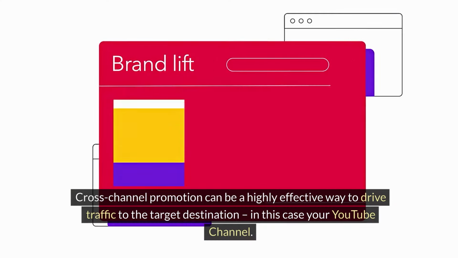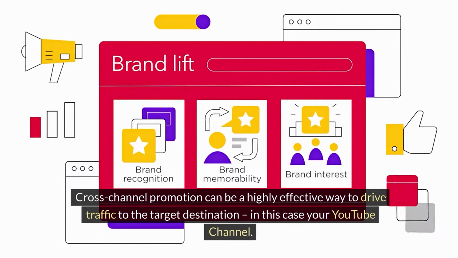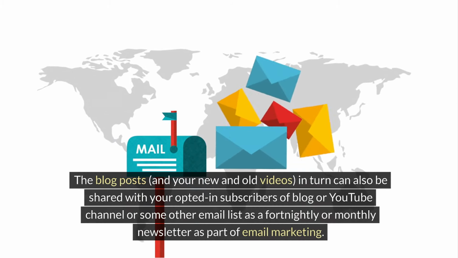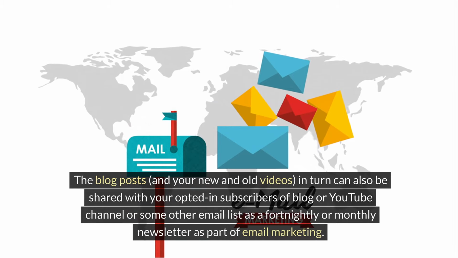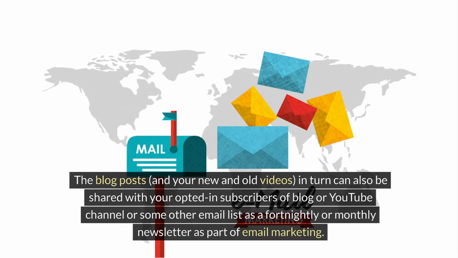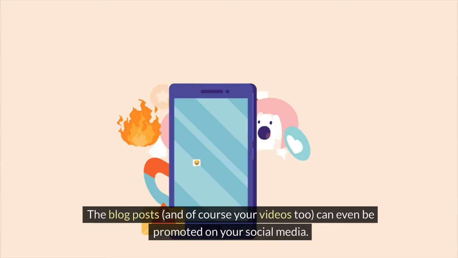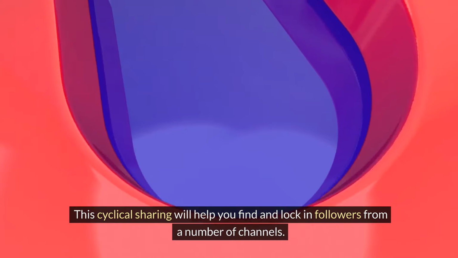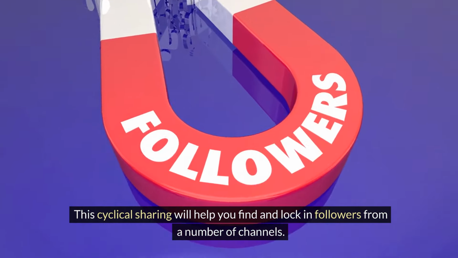Leverage cross-channel promotion. Cross-channel promotion can be a highly effective way to drive traffic to the target destination, in this case, your YouTube channel. You could create blog posts about themes related to your YouTube channel and embed and link your videos in them. The blog posts and your new and old videos, in turn, can also be shared with your opted-in subscribers of your blog or YouTube channel or some other email list as a fortnightly or monthly newsletter as part of email marketing. The blog posts, and of course your videos too, can even be promoted on your social media. This cyclical sharing will help you find and lock in followers from a number of channels.